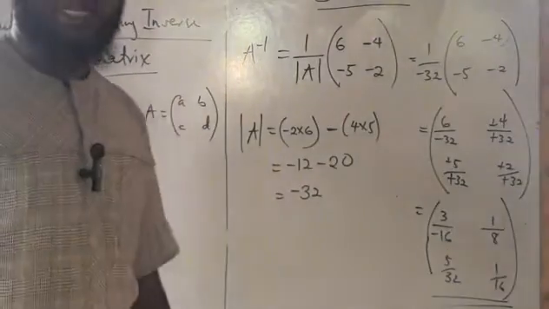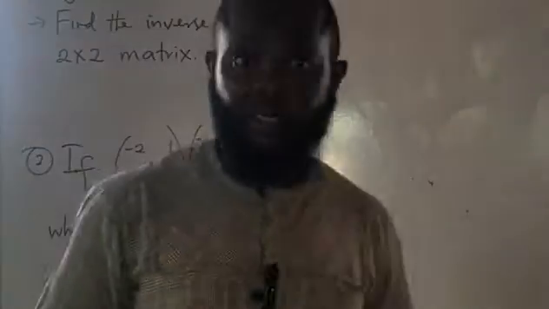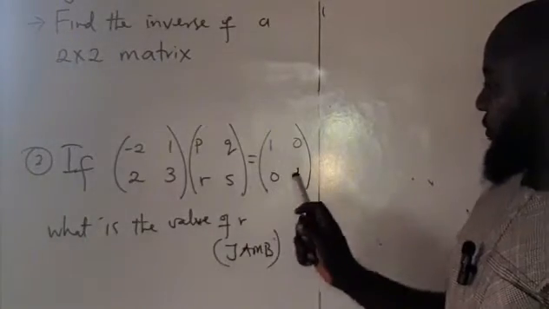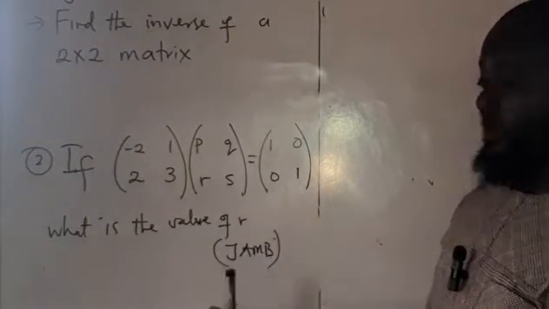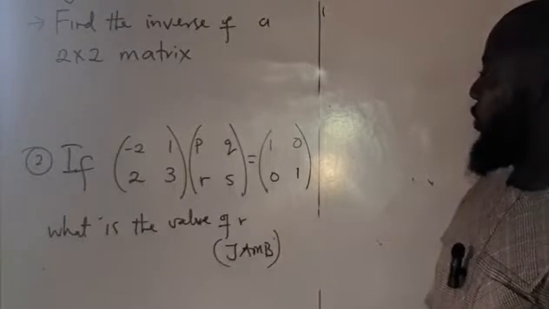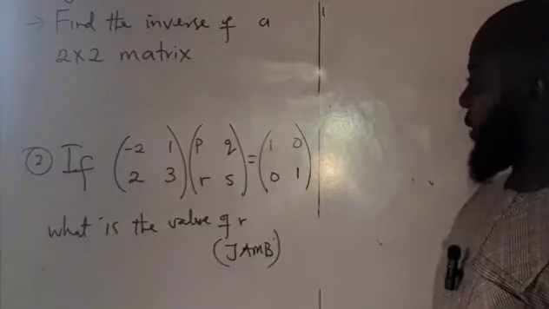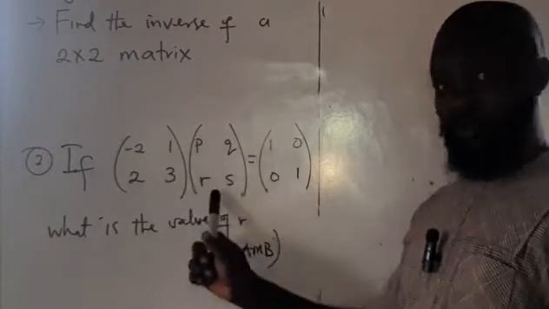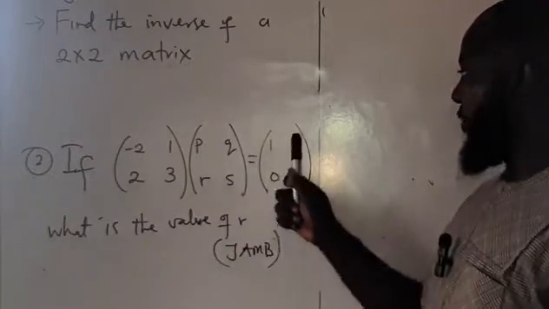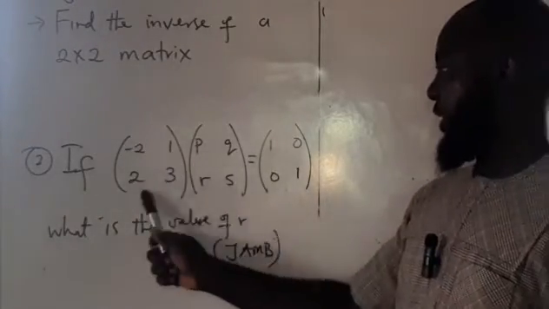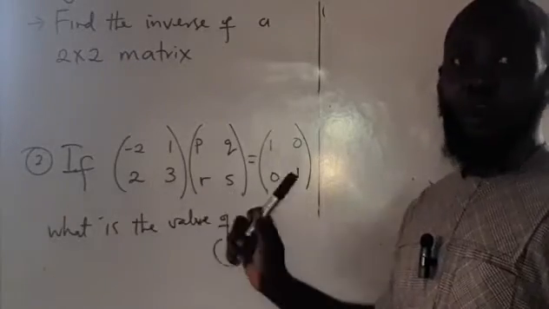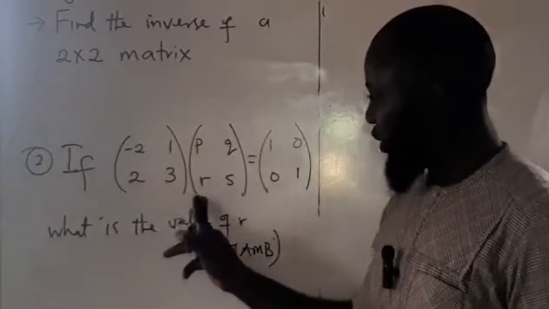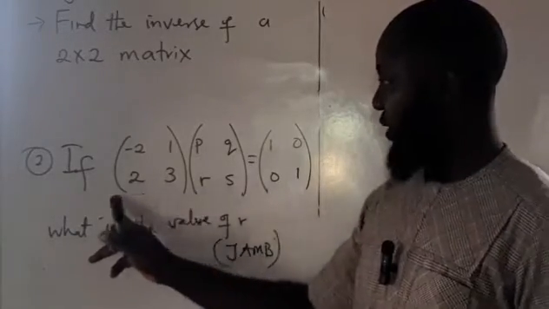So we look at the second example, and this is example 2. If this matrix multiplied by this matrix gives this, what's the value of R? This question is a JAMB question. How are you going to do this? This is very straightforward. It means that this is an inverse of this. For you to have a unit matrix there, this matrix is an inverse of this one. So we find the inverse of this matrix.